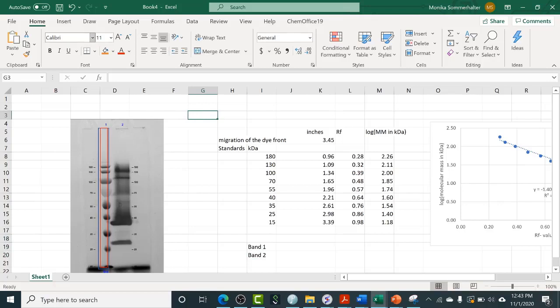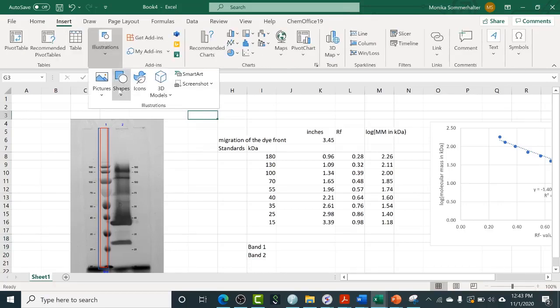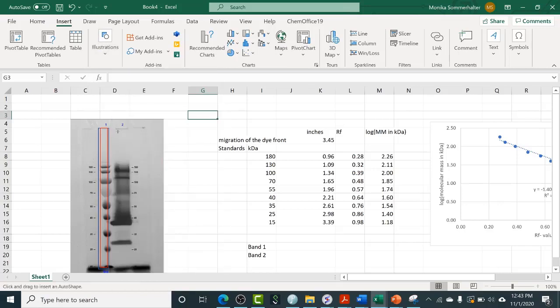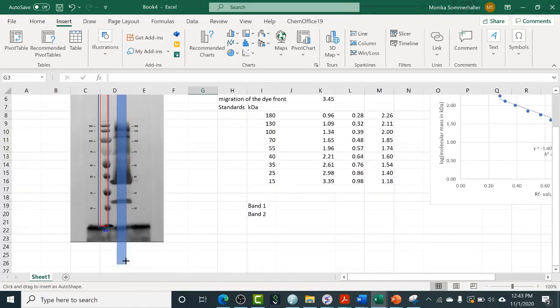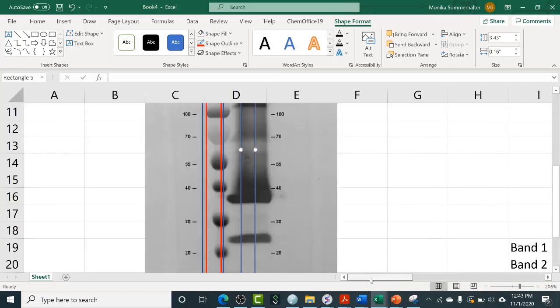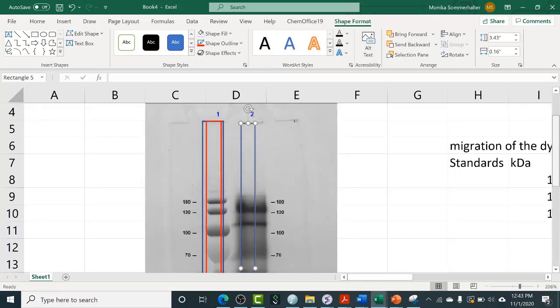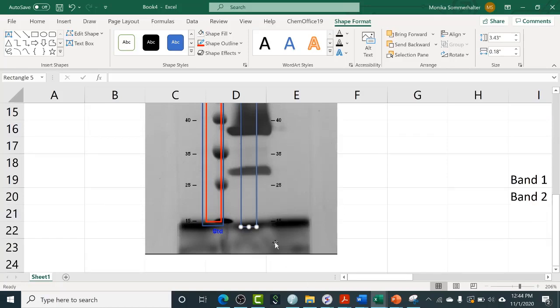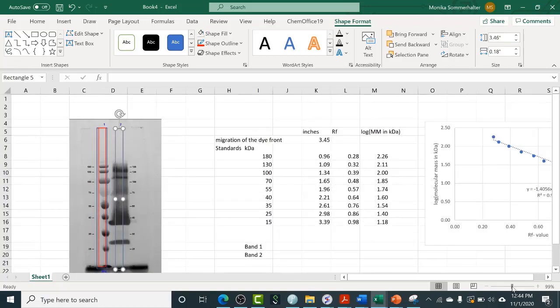The dye front will be fairly similar, so if I insert a shape to see how far the dye front migrated here, the middle, so this is 3.43. Oh, sorry, 3.46.